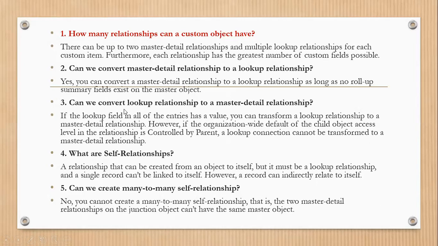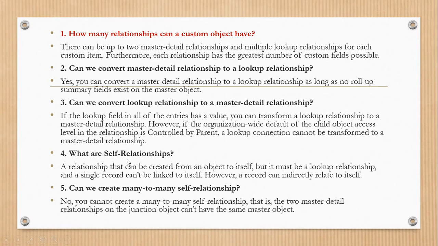Next question, can we convert a lookup relationship to a master-detail relationship? If the lookup field in all of the entries has a value, you can transform the lookup relationship to a master-detail relationship. However, if the organization-wide default of the child object's access level in the relationship is controlled by parent, lookup connections cannot be transformed to a master-detail relationship.